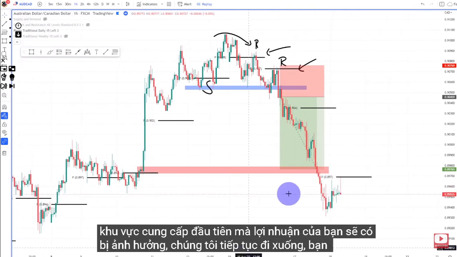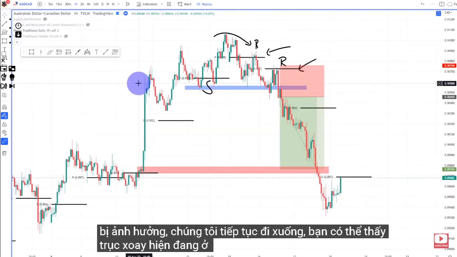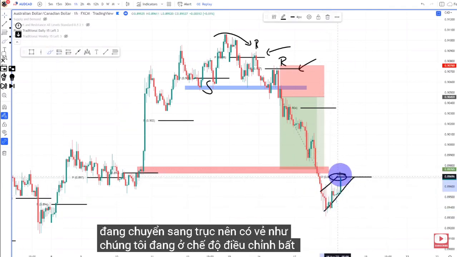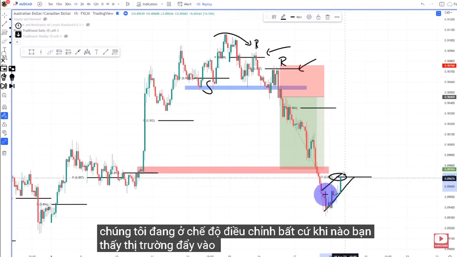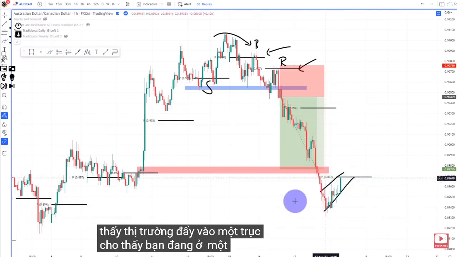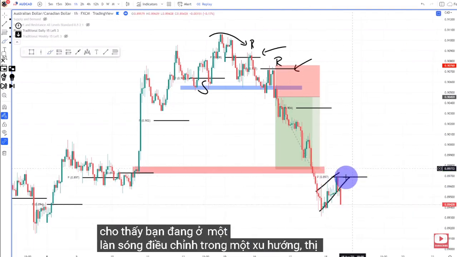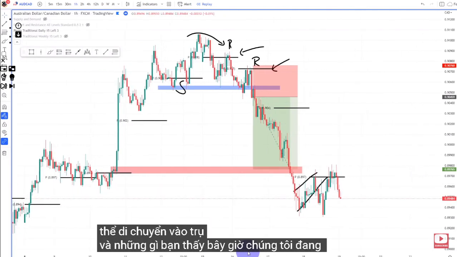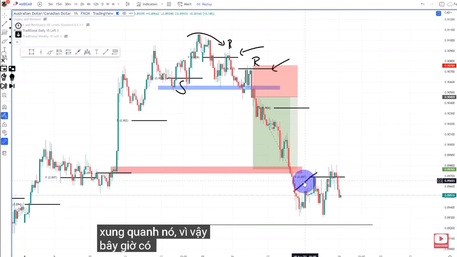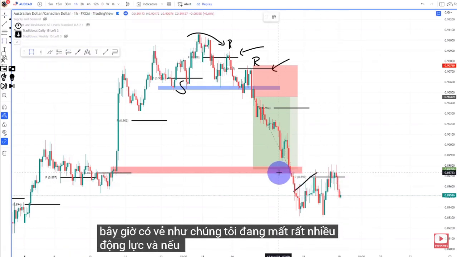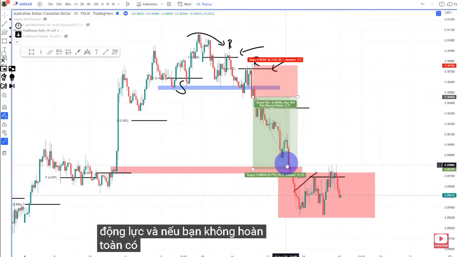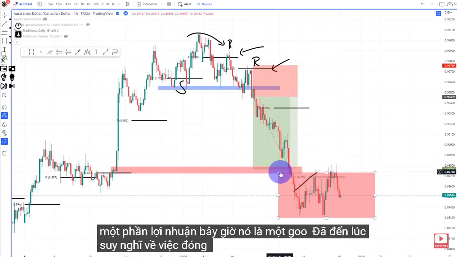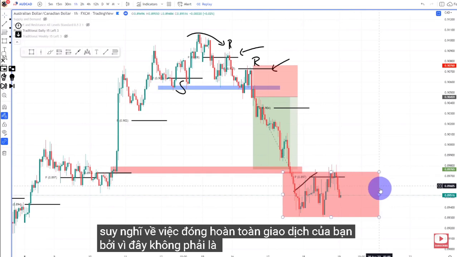We keep going lower. You can see the pivot is now here. The market is now moving into the pivot. So it seems like we are in a corrective mode. Whenever you see the market make a push into a pivot, that shows you are in a corrective wave. In a trend, the market should not be able to move into the pivot. And what you see now, we're trading around it. So now it seems like we are losing a lot of momentum. And if you're not completely out, maybe on your first target, you only took partial profits. Now it's a good time to think about closing your trade fully, because this is not a very strong pattern.